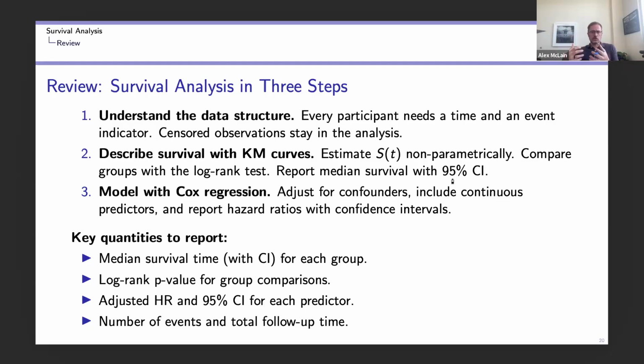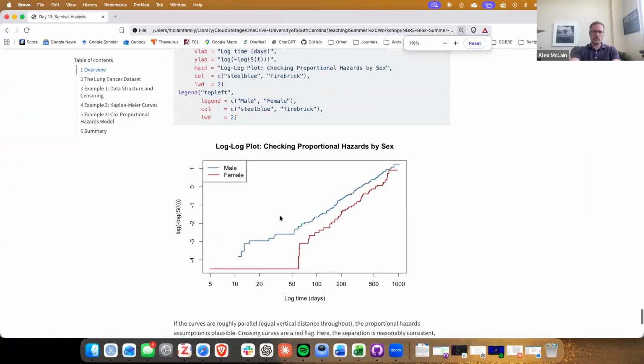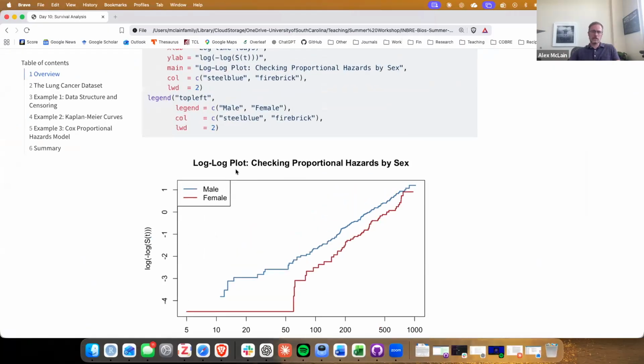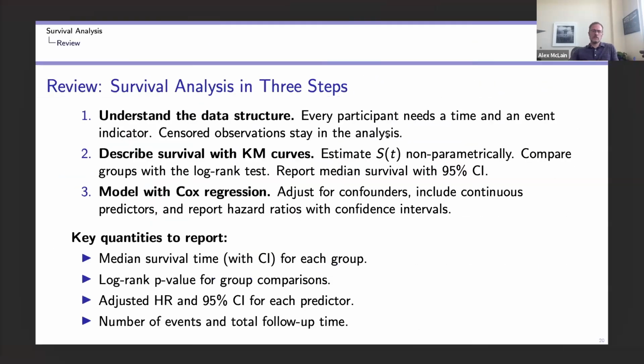Then, if you have to adjust for confounders, you move towards the Cox regression model, where you can include continuous predictors. There, you're going to get hazard ratios and confidence intervals. When you do a Cox regression, it is standard to look at the log plot to check the proportional hazards assumption. You want to see roughly parallel curves for the Cox model to be appropriate.